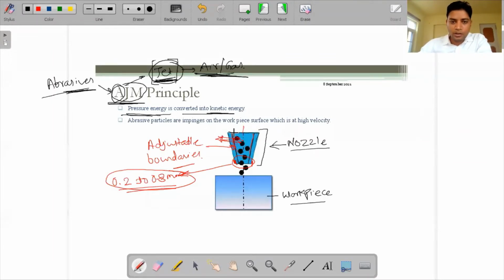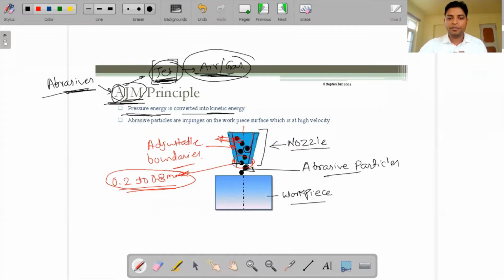Now these black circular particles are the abrasive particles. As I said, we are using the air and gas jet with the abrasive particles. This jet is formed basically of air and gas. When this air comes in contact with the atmosphere, it vanishes. We are using this jet just to provide a high velocity to the abrasive particles. That's it.